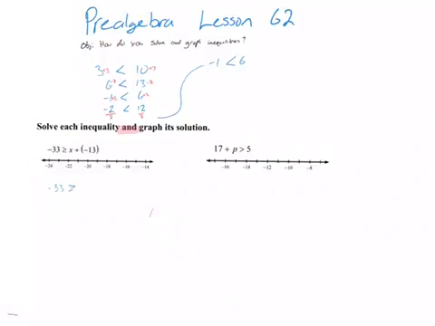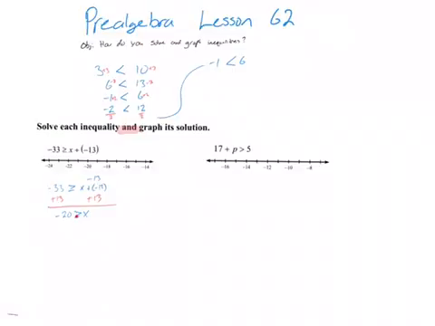-33 is greater than or equal to x plus a -13. So really, this is the same thing as just saying x minus 13. So I'm going to do the opposite operation. I am going to add 13 to both sides. So then I'm going to get x on the right. Over here I'm going to get -20.